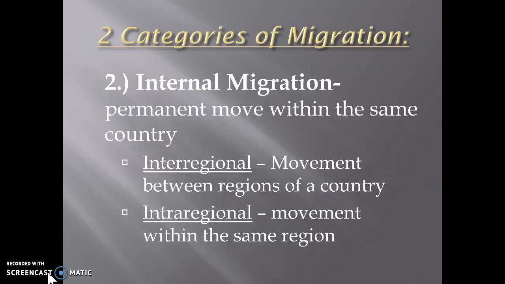The second category of migration is internal migration. This is a permanent move within the same country. This is us moving from San Antonio to Dallas, for example. You have interregional, which is movement between regions of a country, so moving from the southwest to the northeast, for example, in the United States, or intraregional, movement within the same region. Again, moving from San Antonio in the southwest to Phoenix, Arizona, which is also considered to be in the southwest.